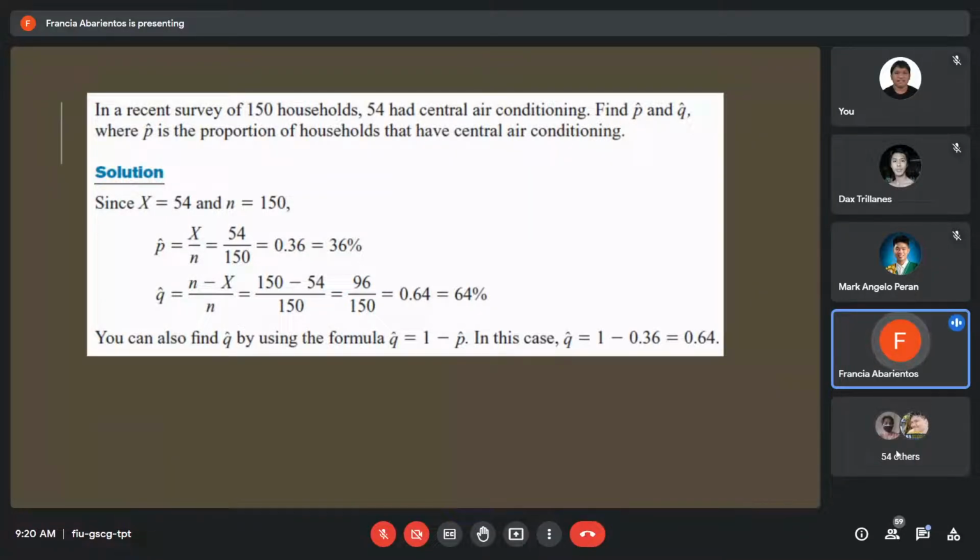So, in a recent survey of 150 households, 54 had central air conditioning. Find the p hat and the q hat, okay? Where p hat is the proportion of households that have central air conditioning. So we have the sample size, the x, or this is the characteristic of interest. So 54 daw yung may central air conditioning divided by the number of households, which is 150. We have now the sample proportion. Yan. And the p hat. So, meron kang 36%.